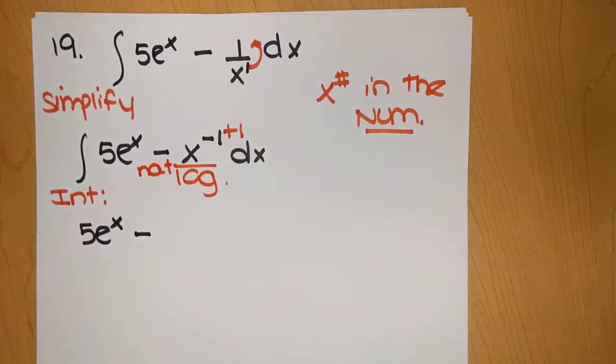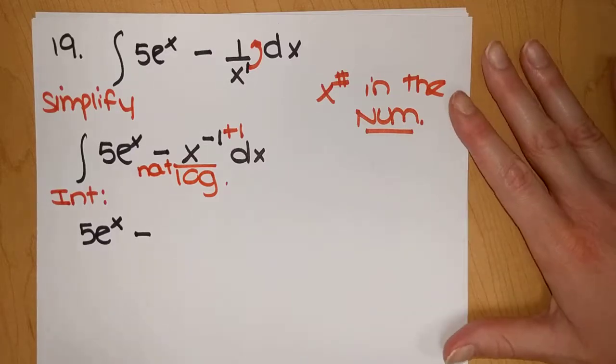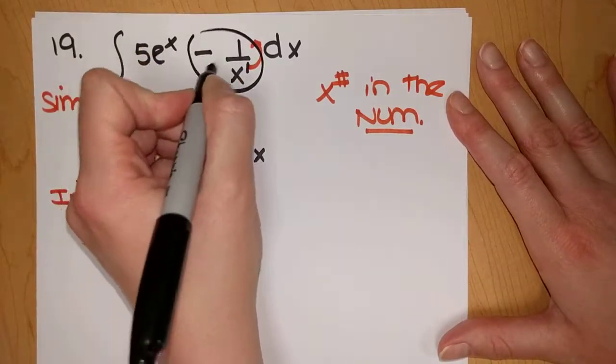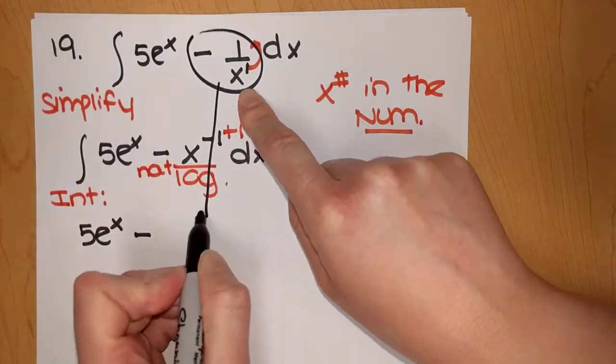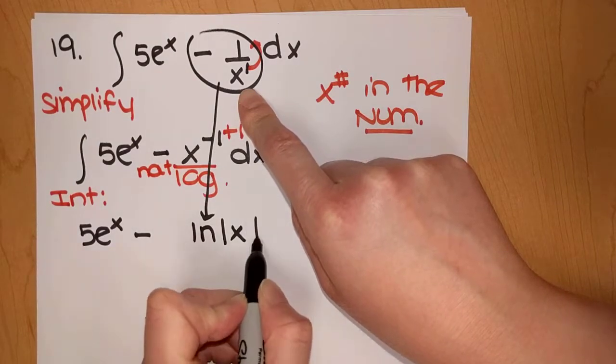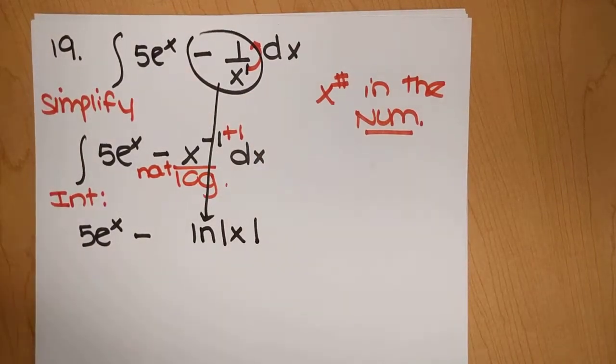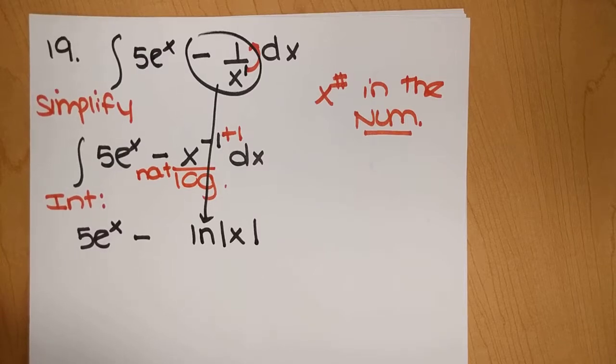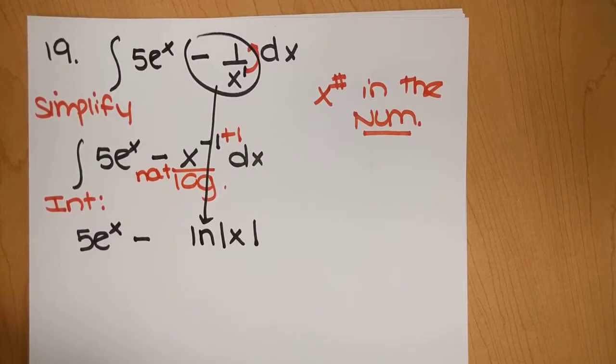So again, when you work through this and you're like, oh, okay, I'm going to bring up the x in the numerator, it just gives you a 0 in the denominator. So this minus 1 over x, that becomes natural log absolute value of x. And hopefully eventually you're going to get to the point where you can just recognize that when you have a 1 over x, it is going to give you a natural log of x.